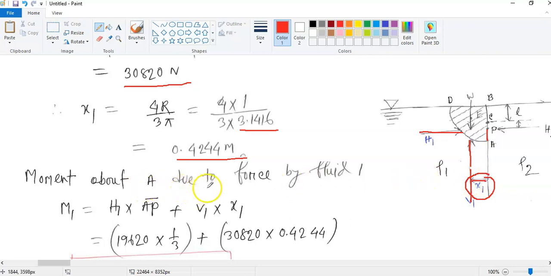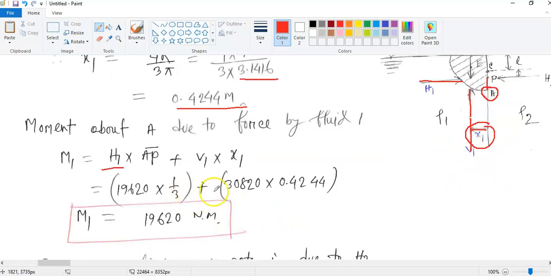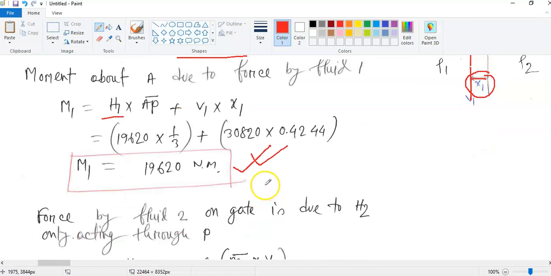So the moment about this point A is the horizontal force H1 times this distance, plus the vertical force V1 times this distance. And now if we do some calculations, we get the moment M1 is 19,620. So this is for the force from the first fluid.